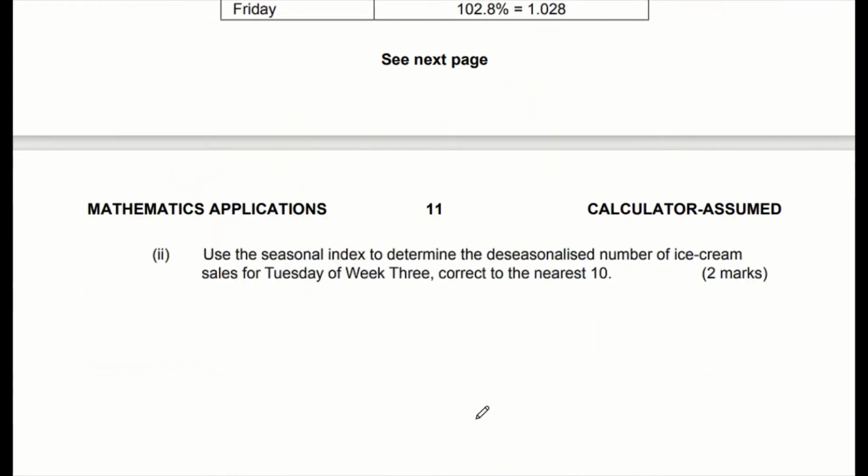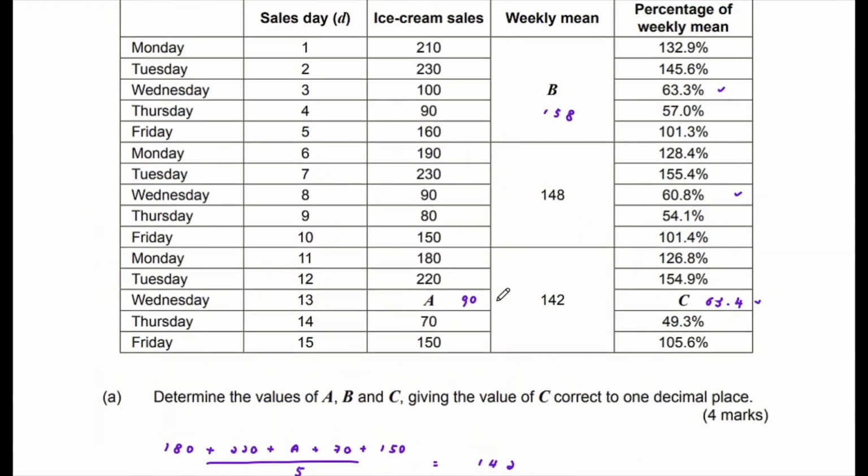Okay, so 2, use the seasonal index to determine the deseasonalized number of ice cream sales for Tuesday for week 3, correct to the nearest 10. Tuesday for week 3, you can see that the sales here is 220.